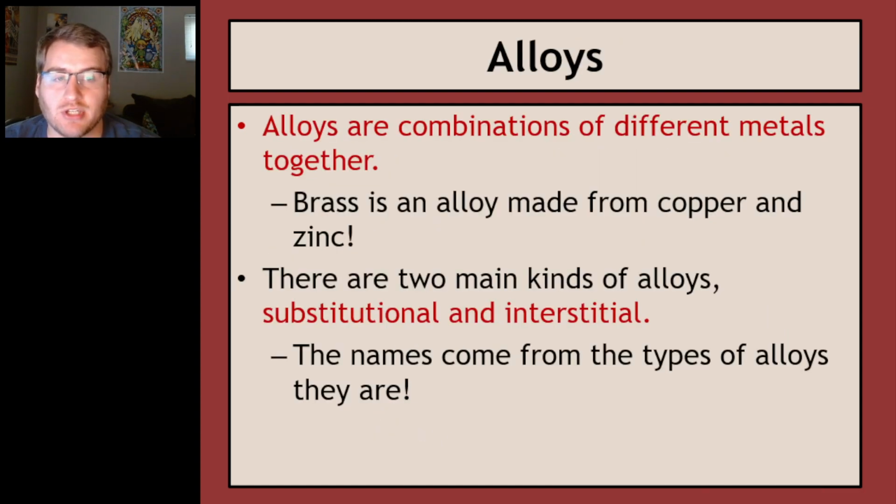Alloys are combinations of different metals together. Now, we've done some work with some alloys before. We talked about brass. Brass is an alloy made from copper and zinc together. There's two main kinds of alloys that we're going to talk about: substitutional alloys and interstitial alloys. The names come from the type of alloys and what they look like.